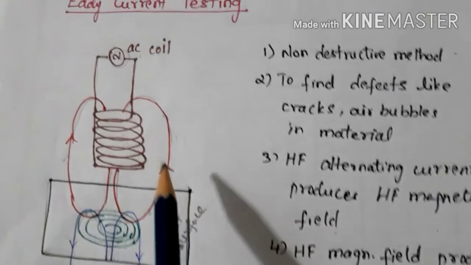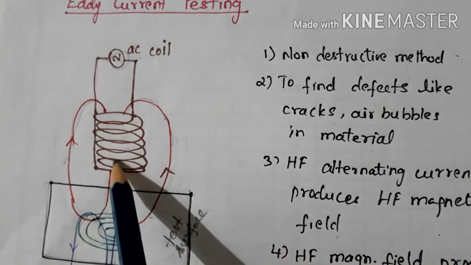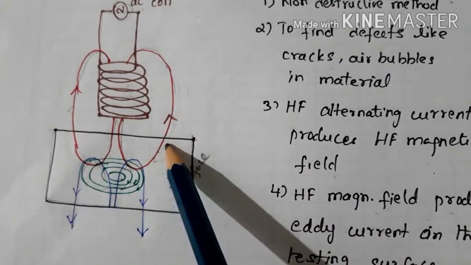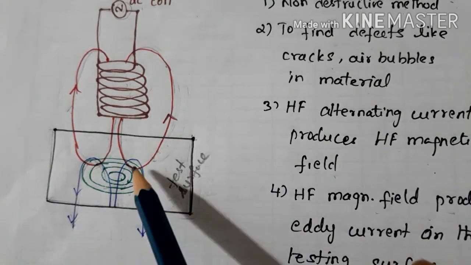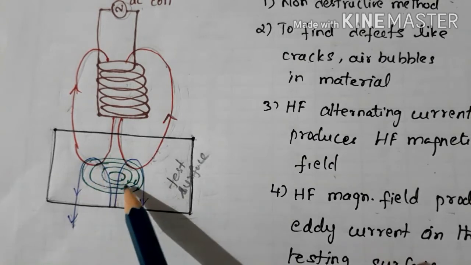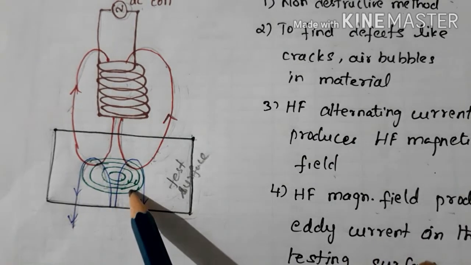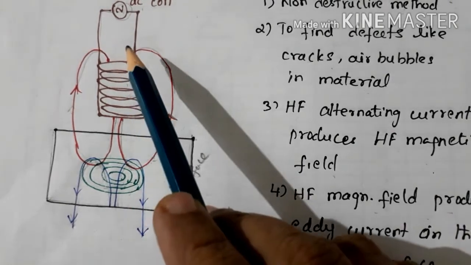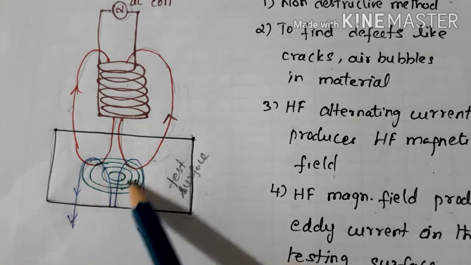So for that, what you will do is connect alternating current to this coil. Now this alternating current will produce a high frequency magnetic field. This high frequency magnetic field is linked to the metal surface, the testing surface. So what happened? Eddy current is developed in this. This represents the magnetic field produced by the eddy current. This is the magnetic field produced by the alternating current, and this is the magnetic field produced by the eddy current.